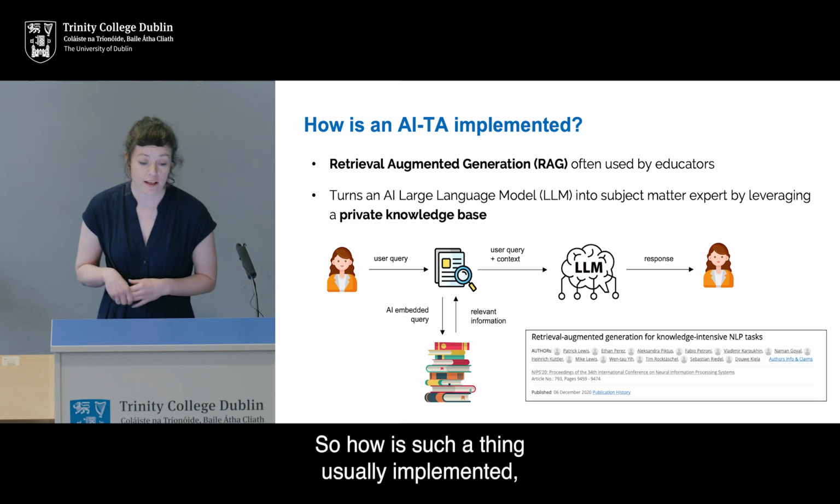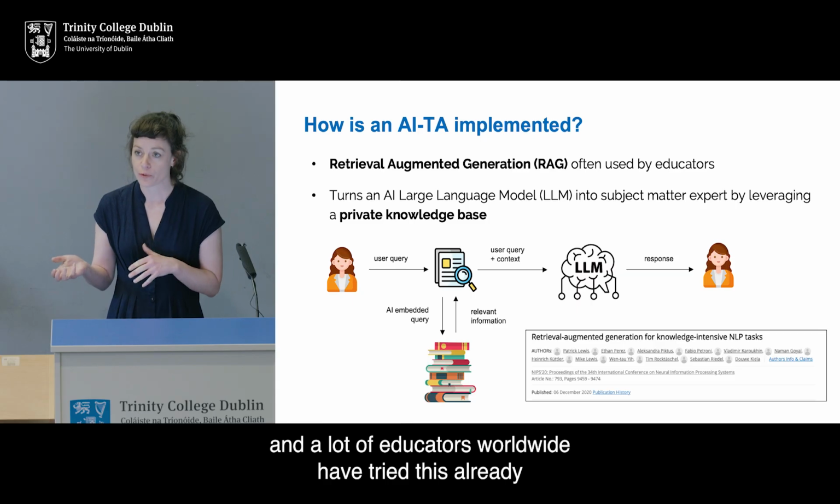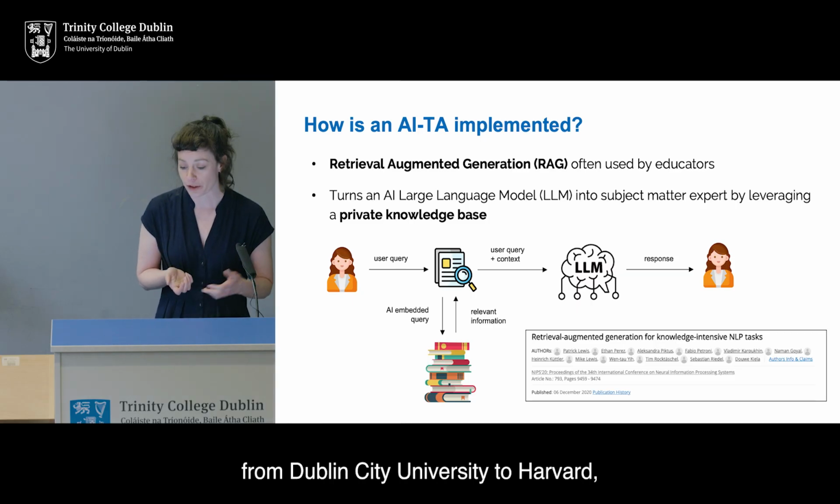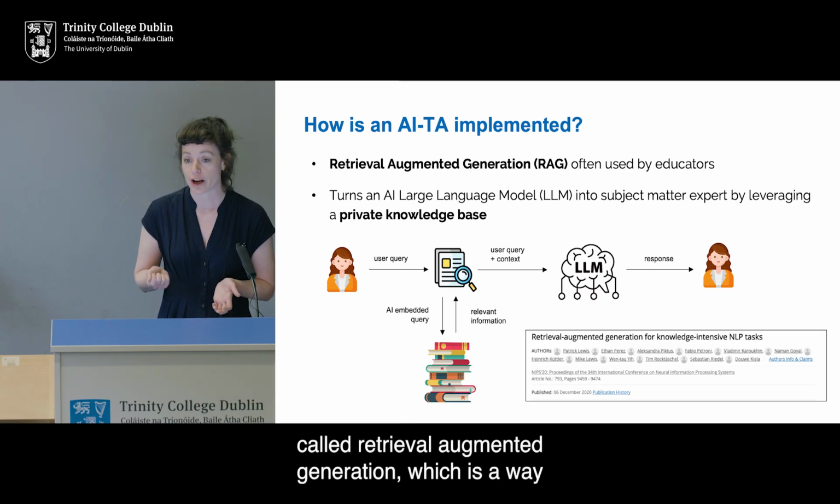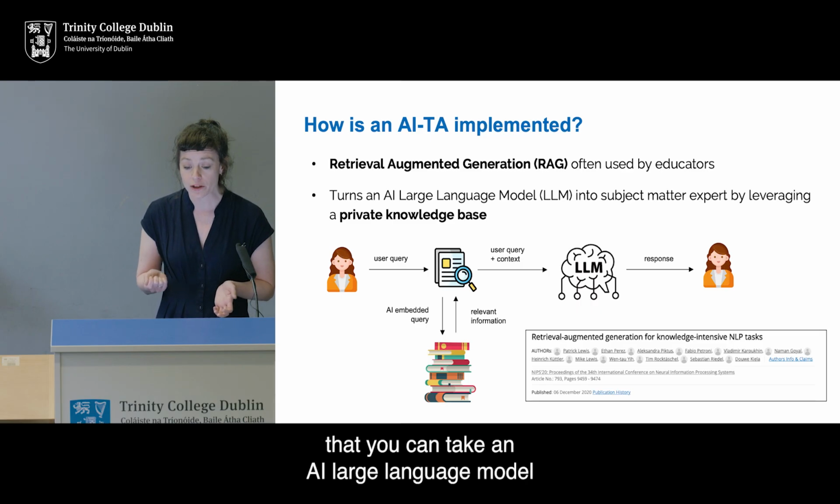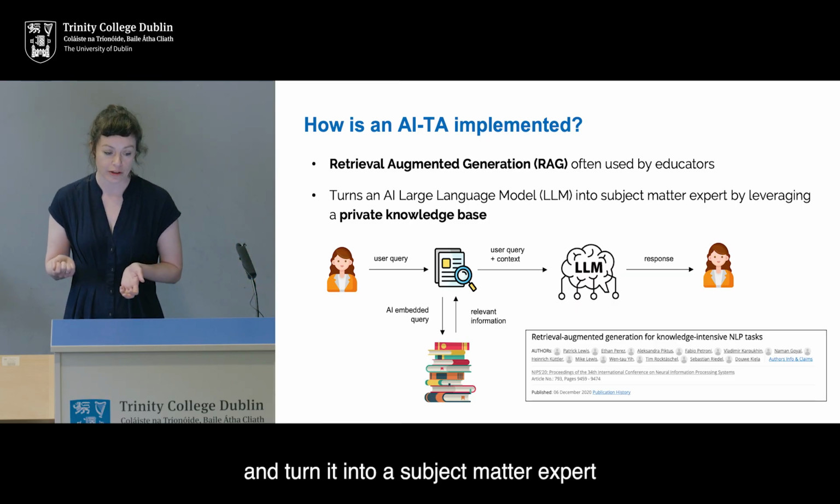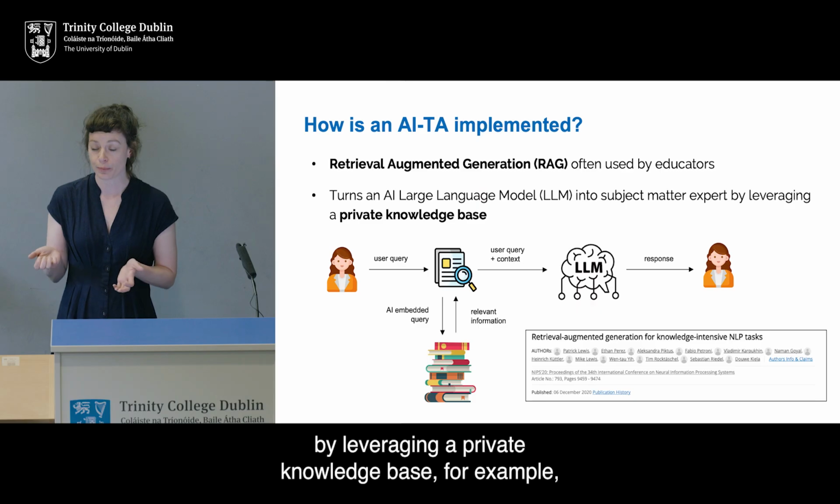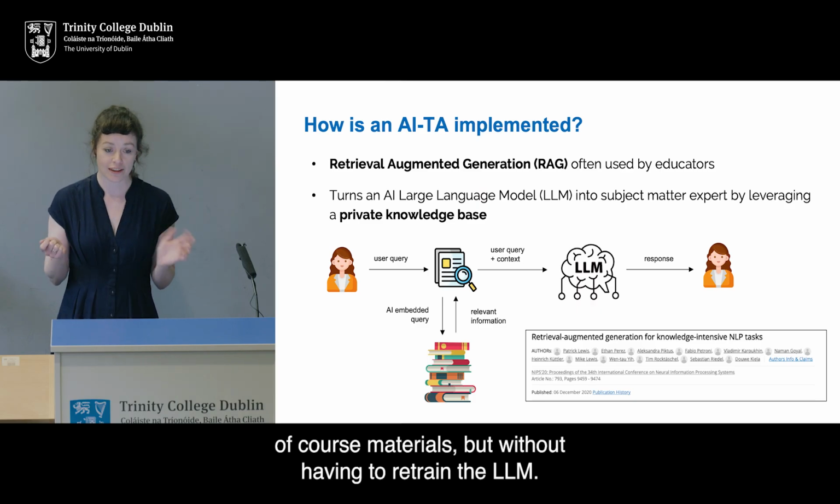So how is such a thing usually implemented? We had to find out first. A lot of educators worldwide have tried this already, from Dublin City University to Harvard. And they often use this technique called retrieval augmented generation, which is a way that you can take an AI large language model and turn it into a subject matter expert by leveraging a private knowledge base, for example, of course materials, but without having to retrain the LLM.